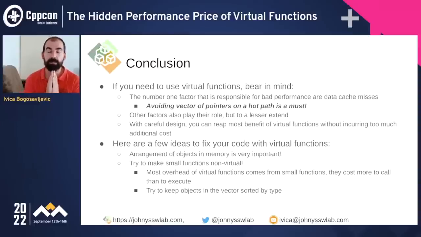So a few ideas on how to mitigate the problems with virtual functions. The number one factor that is responsible for bad performance is data cache misses. So if you avoid vector of pointers, you will be fine. Other factors also play a role, but to a lesser extent. If you design your software carefully, you can reap most benefits of virtual functions without incurring too much additional cost. So a few ideas on how to fix your code with virtual functions.